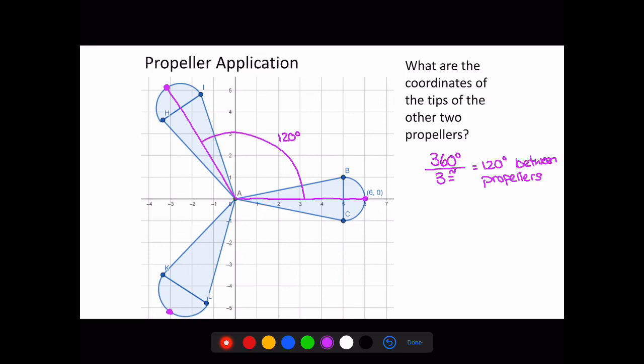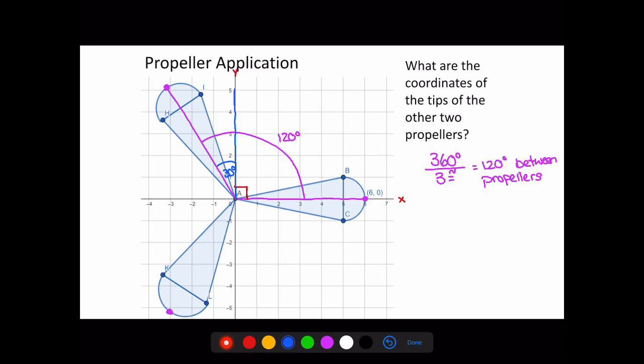Now, another thing that we can note about these axes is that the x-axis and the y-axis will always intersect at 90 degrees. So this is already 90 degrees right there. Now, if I use the angle subtraction postulate, I can do 120 minus 90 to give me this last angle here, which would be 30 degrees. Let me do this in blue. This would be 30 degrees. So this angle here is 30.